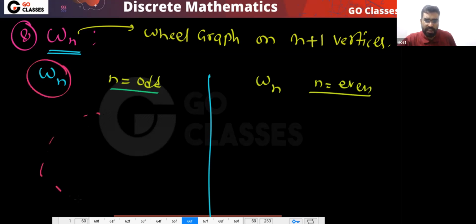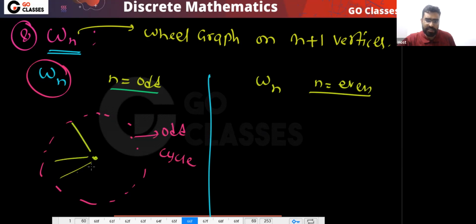It means there is an odd cycle around you. You have an odd cycle here, and there is a vertex here, and this vertex is adjacent to every other vertex. Tell me one thing, can you reuse this color? Because this vertex is adjacent to every other vertex, you cannot reuse this color.